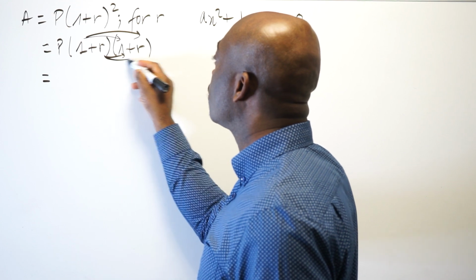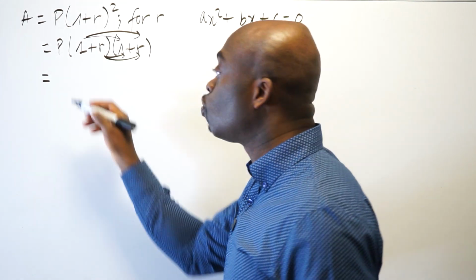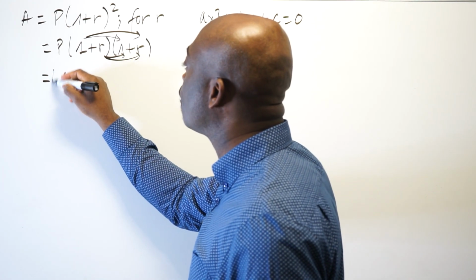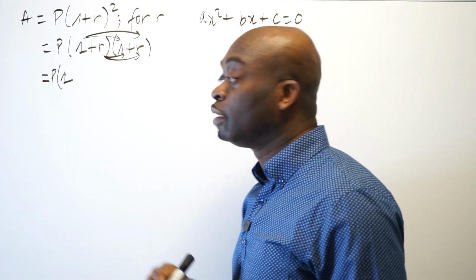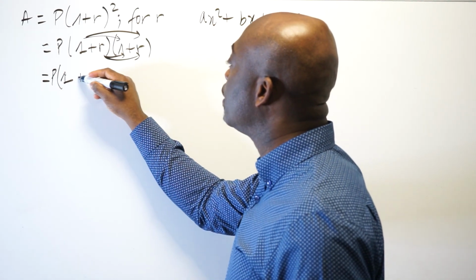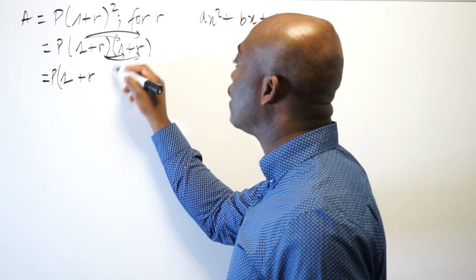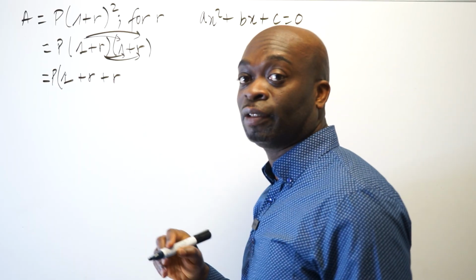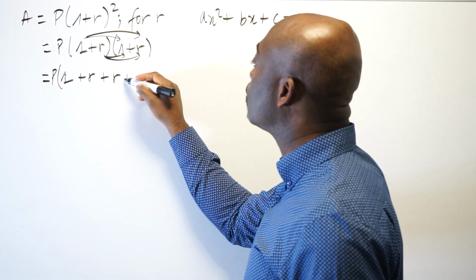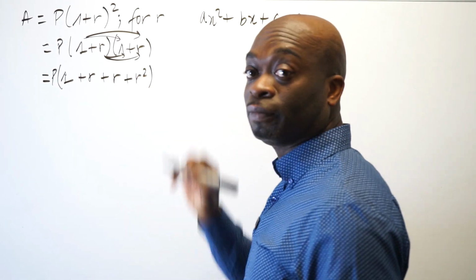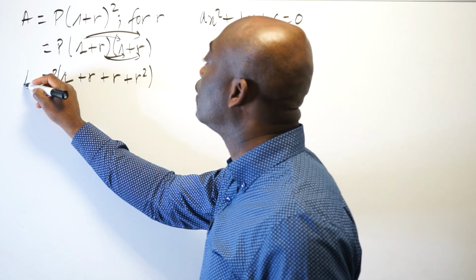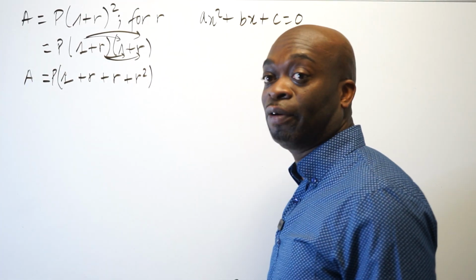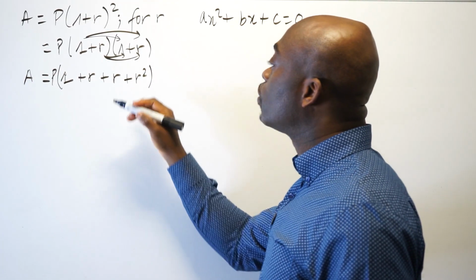Correct? So that means 1 times 1 is going to give us 1. And let's not forget about the P. All right? And then 1 times R is going to give us R, and then R times 1 is going to give us R, and then R times R, which is going to give us R to the second power. Okay? And then we've got to carry the A down here. So then what's going to happen?